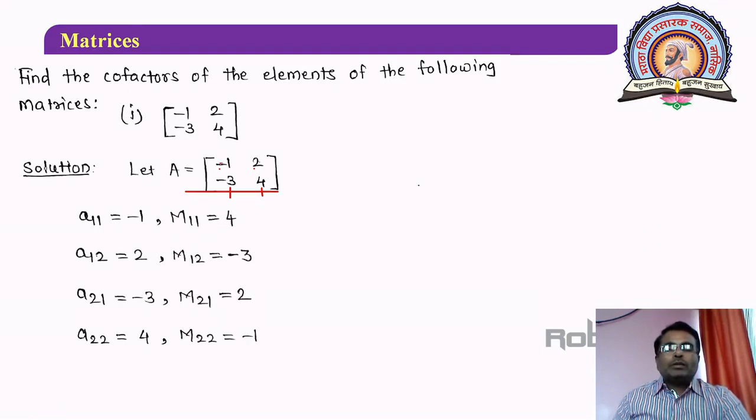How are the minors obtained? To obtain the minor of this, you have to delete this row and this column. So, 4 is the minor. Okay. To obtain the minor of this, you have to delete this row and this column. So, minus 3 is the minor.